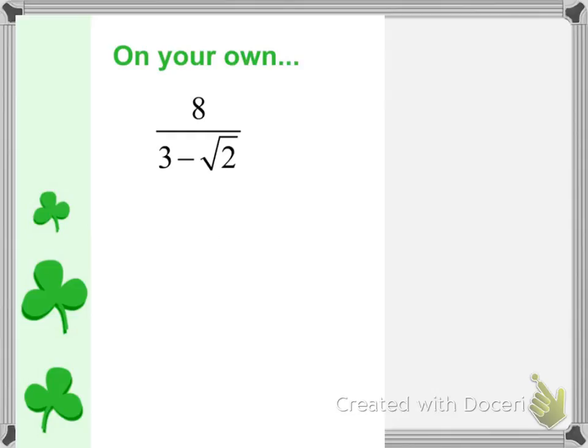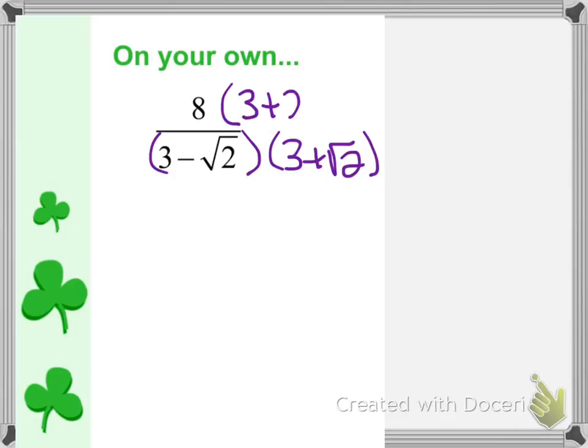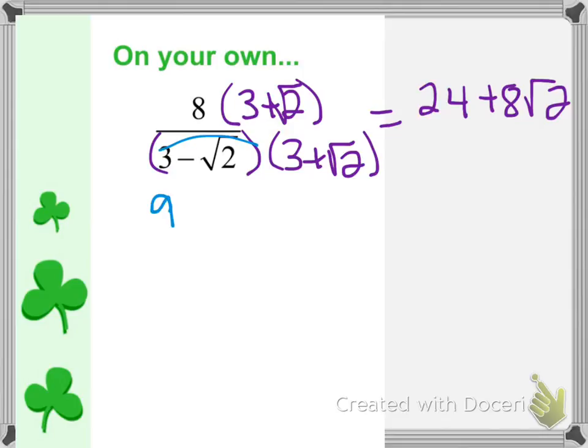I'll do this one really quickly. I don't want to run out of time. But 3 plus root 2 is the conjugate. Oops. On the top, that gives me 24 plus 8 root 2. On the bottom, you know the middle terms are going to drop out, so just do the first and the last. 9 minus radical 4, which is 9 minus 2, which is 7.